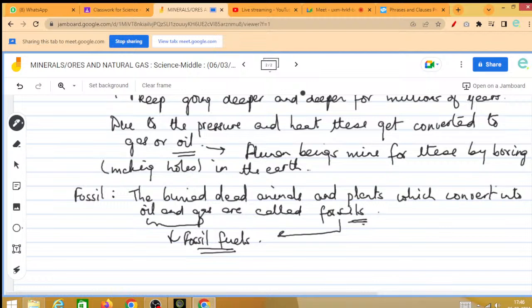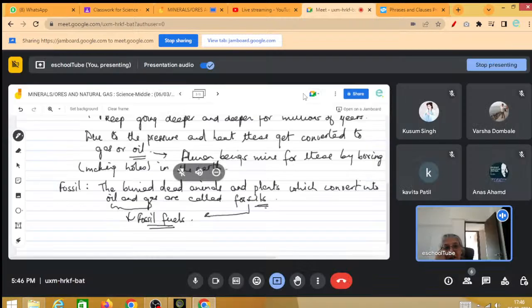And what do we get? We get either oil or gas, and that oil or gas is called a fossil fuel. Why is it called fossil fuel? Because it is extracted from the fossils. Fossils are dead animals and plants which have been buried underground. Now give me a thumbs up if you have understood.